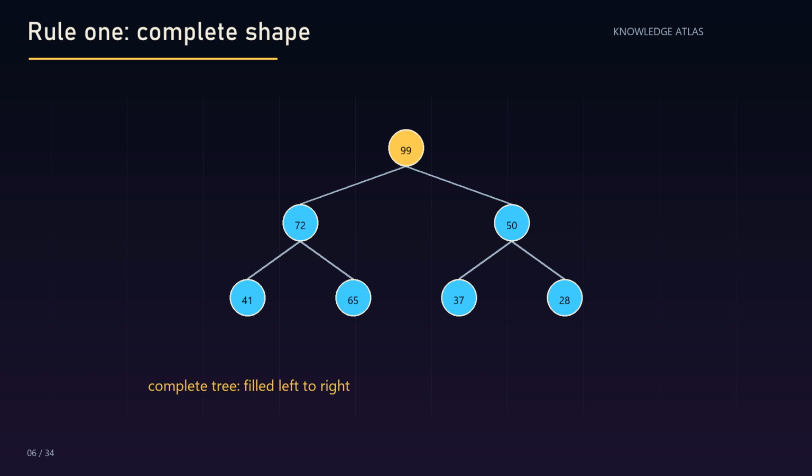The first rule is shape. A binary heap is a complete binary tree, filled level by level from left to right. This keeps the tree short, so moving up or down takes only a few steps compared with the number of items. The second rule is local order.